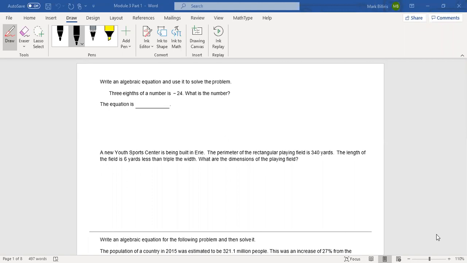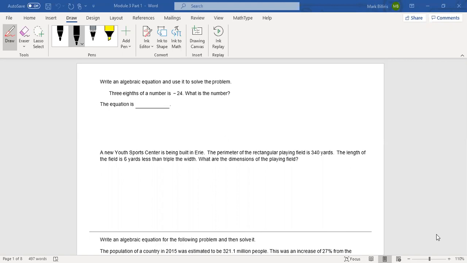Okay, Module 3, Part 1. This is solving word problems and also solving systems of linear inequalities and linear equations. So we're going to first start off with translating some word problems into symbols and solving.